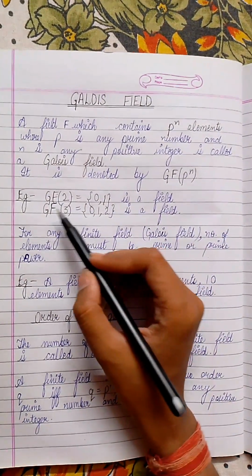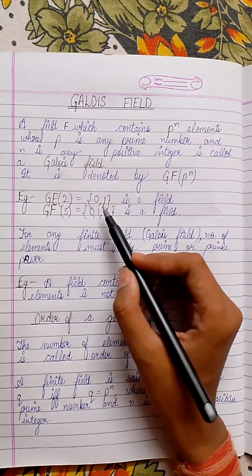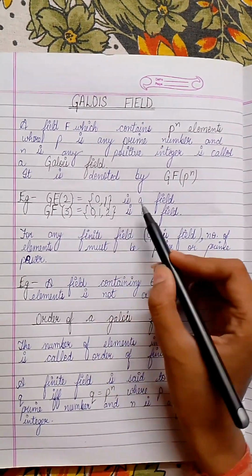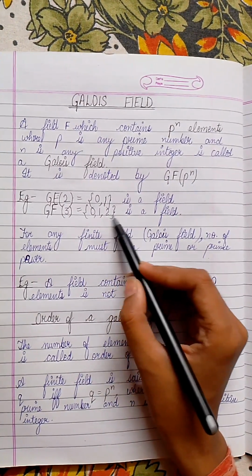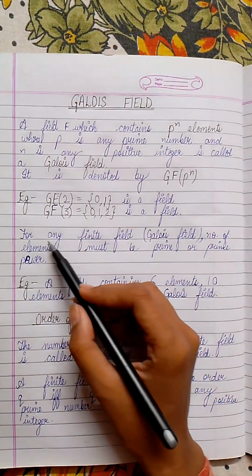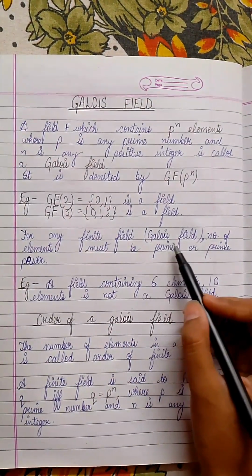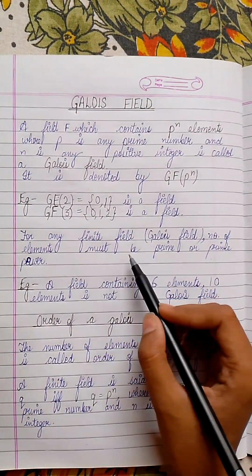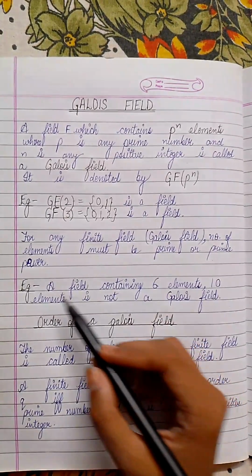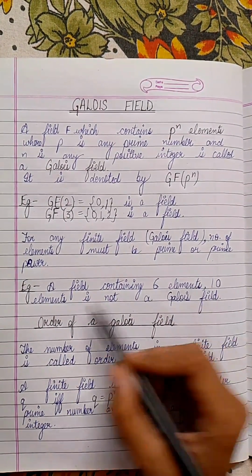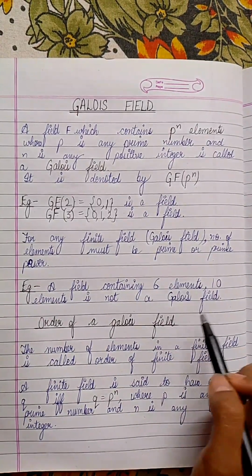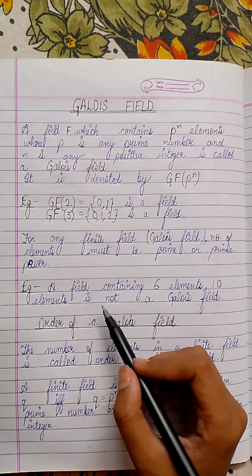Now let us take an example, that is GF(2), which will contain two elements, that is 0 and 1, is a field, and GF(3), which will contain three elements 0, 1, 2, is also a field. For any finite field, that is a Galois field, the number of elements must be prime or a prime power. Now, taking an example of a field containing 6 elements or 10 elements is not a Galois field. Why? Because 6 and 10 are not prime powers.